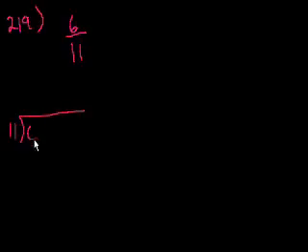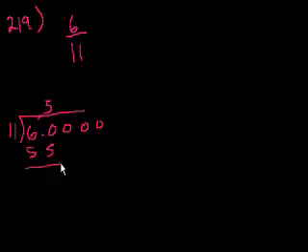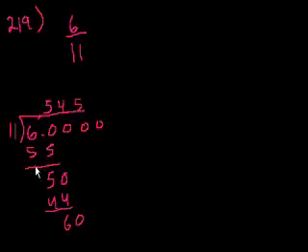11 goes into 6. We're going to have some decimals there. 11 goes into 60 5 times. 5 times 11 is 55. And then remainder 5. Then you go into 50. You get a 4. Let me make sure that's right. 11 goes into 50 4 times, you get 44, remainder 6. So then you get a 60. 11 goes into 60 5 times. And you repeat, so on and so forth.